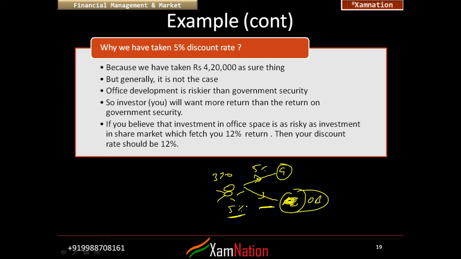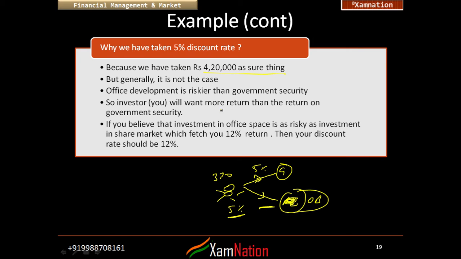Why? Because you are foregoing an opportunity of earning 5% of interest on the government security by doing the investment into the office building. Okay, so that's why, because we have seen that 4,20,000 is a sure thing, and the government security is also considered as a sure thing. So where you will definitely get the 5% of interest rate. So you have taken 5% as a discount rate.